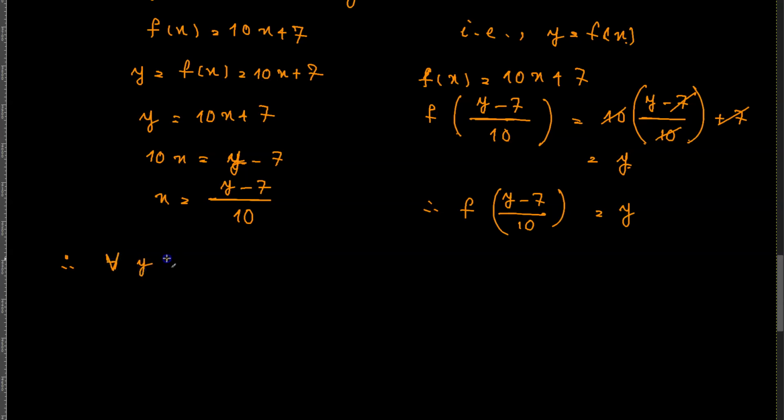which means that for every y belonging to the codomain of the function, there exists an x equal to y minus 7 divided by 10 belonging to the domain of the function, such that f of x is equal to y.